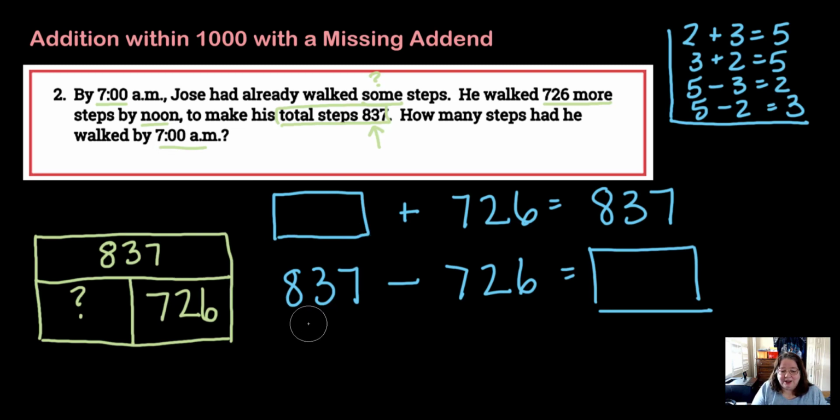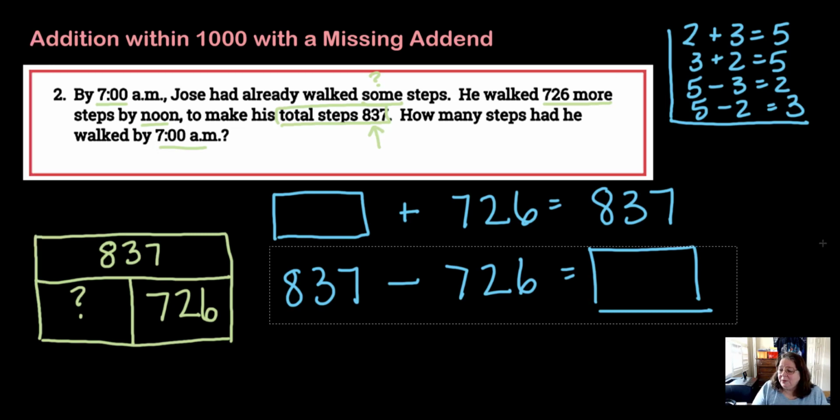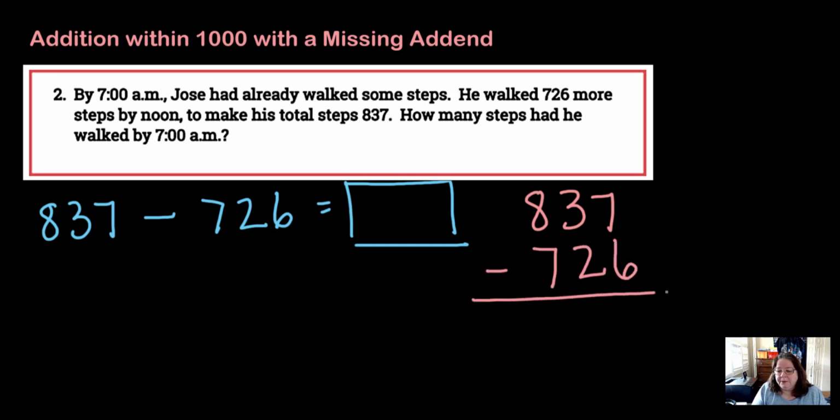So I don't want to forget this. Actually, I'm just going to copy this, and paste it on a new layer. 837 minus 726. It looks pretty straightforward for a subtraction problem. 7 ones minus 6 ones is 1. 3 tens, take away 2 tens, that's 1 ten. 8 hundreds minus 7 hundreds, 8 minus 7 is 1.